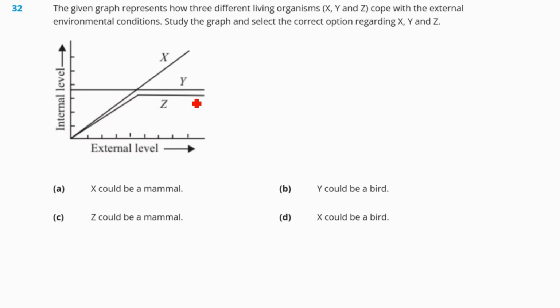Okay, so first option is X could be a mammal, where the internal condition is sharp. No, it cannot be. B is Y could be a bird. Bird, yes, it can be an option. Z could be a mammal, increase and then a stationary phase. No, X could be a bird. Our correct answer should be option number B.